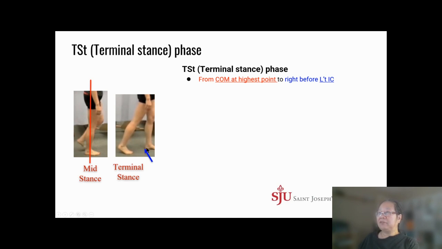Right after the left leg touches the ground, mid stance ends, and then we go into the terminal stance phase. The center of mass is highest at mid stance, and then we call it single stance. So the center of mass is going down, going down.